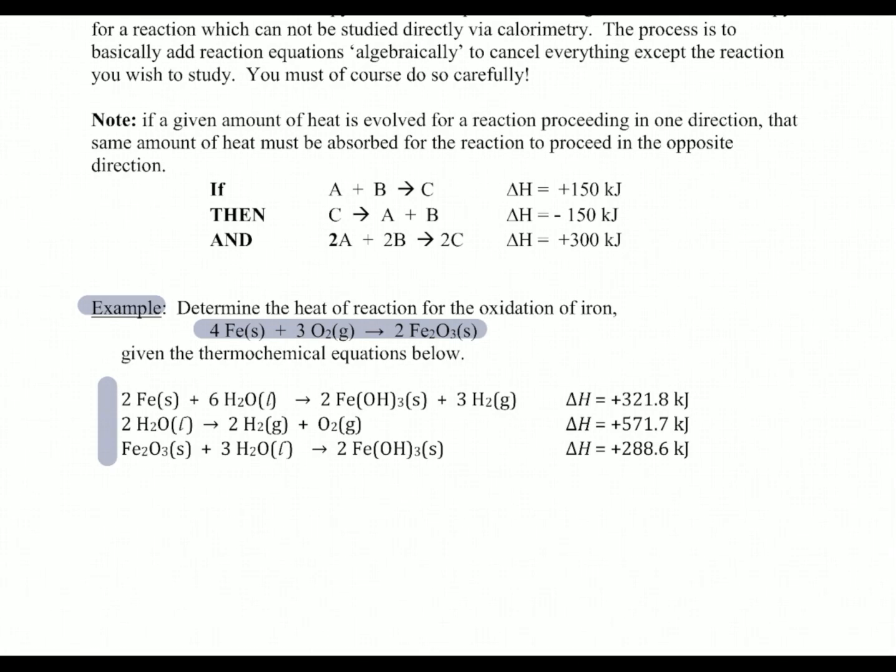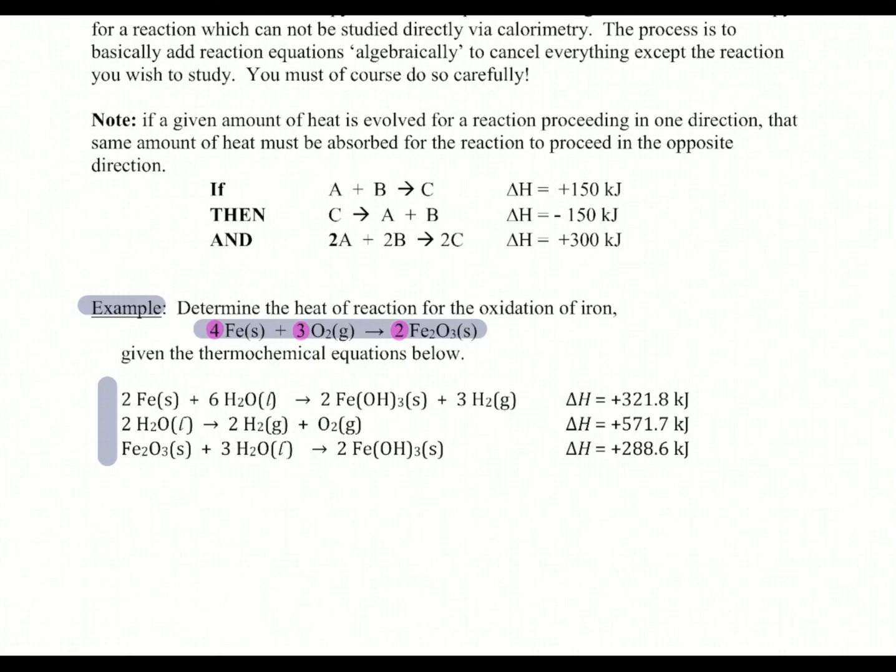So it's going to be iron solid and oxygen gas making iron 3 oxide solid. It's already balanced for you, and those balancing coefficients are going to be very important at this point because we have to make sure that not only do we have the right thing, that we have the right number of them.